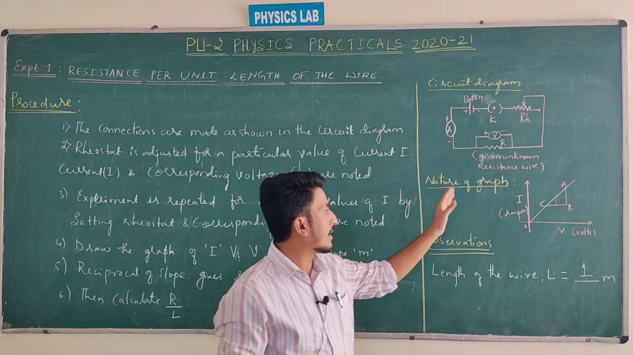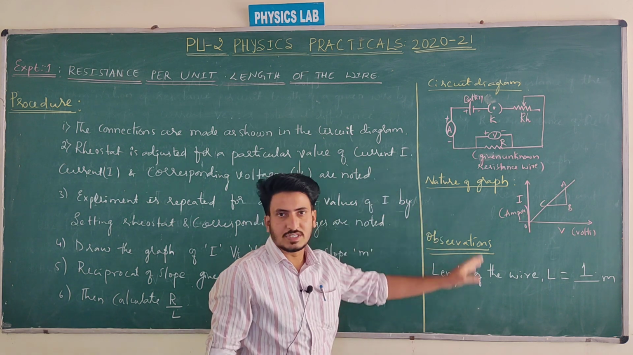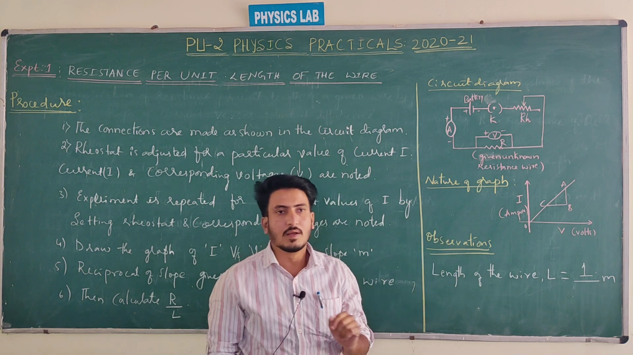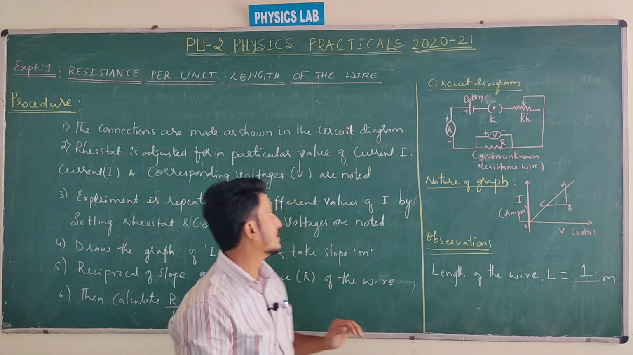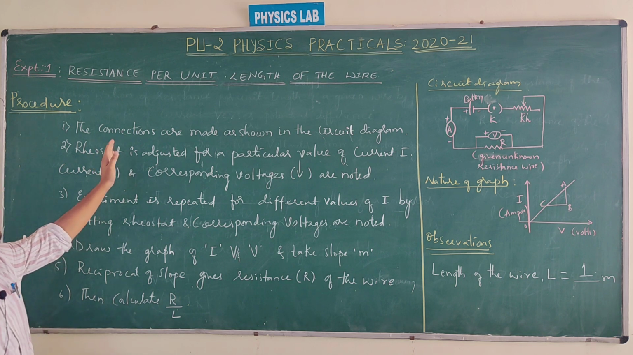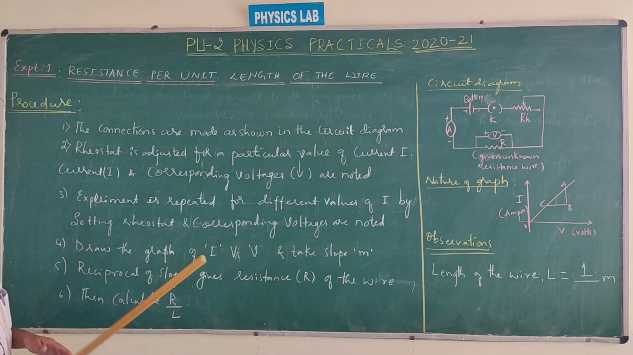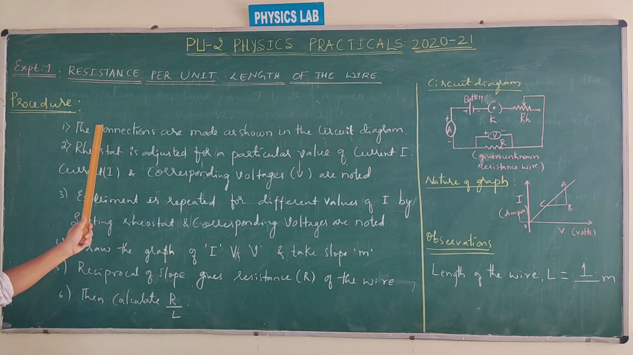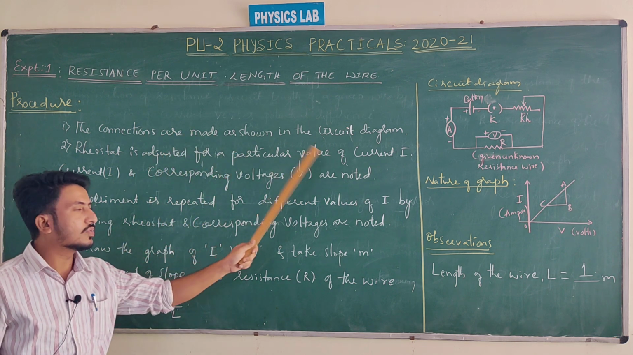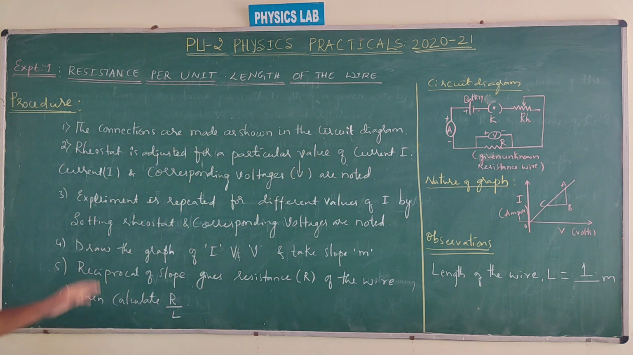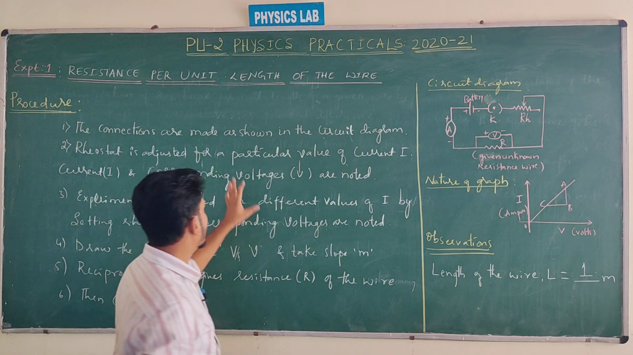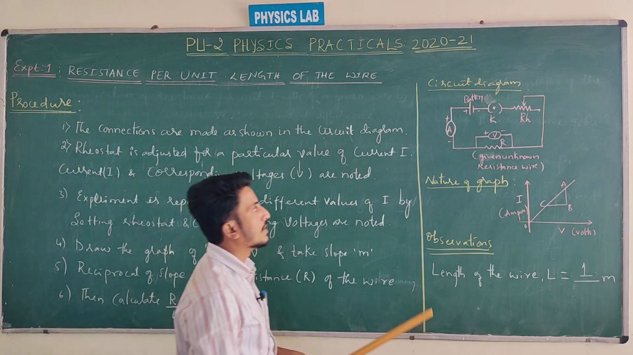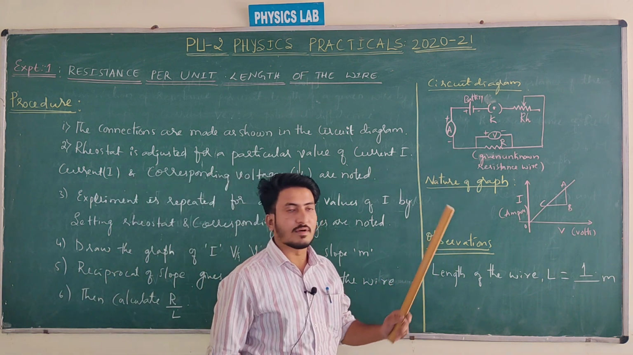Just see the circuit diagram; you have to draw these things on the white sheet, on the left side. In the procedure, first you have to write that the connections are made as shown in the figure. In all experiments, the first point should be that the connections are made as shown in the circuit diagram. Then, with this procedure, first you need to understand how this circuit diagram works.